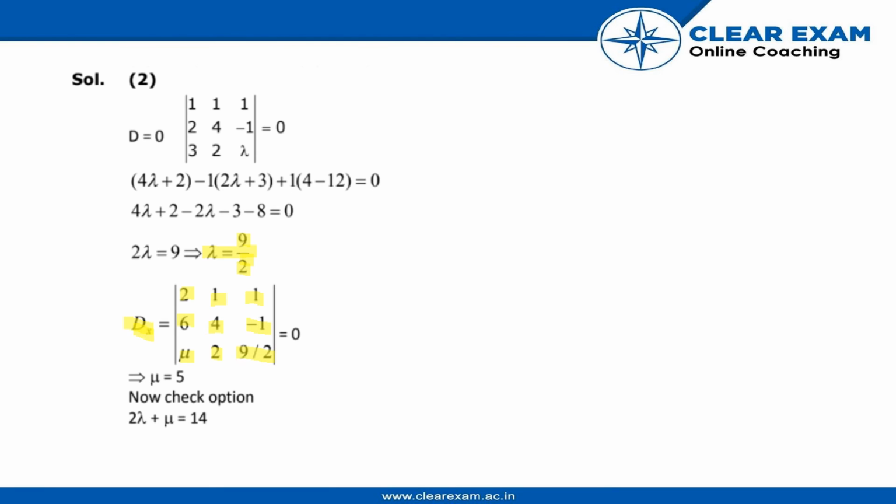Now we have the value of λ, which we did not have earlier, which is 9 by 2. And then we will solve this equation as we solve the above equation. So we will get the value μ is equal to 5. And then after putting these values in the options we have in the question, this is the option which satisfies the above values. So this is our answer, which is option 2.